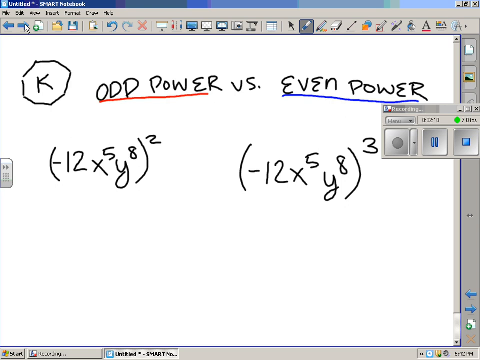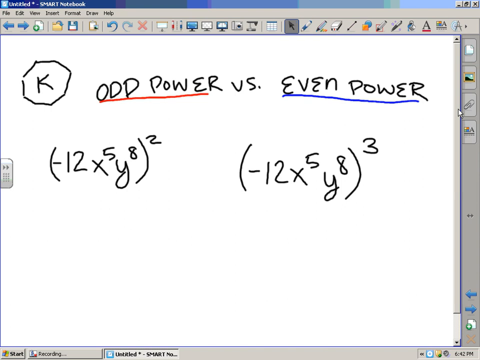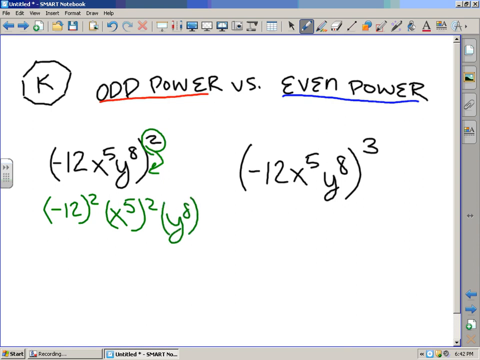All right, 2 more examples. On the left side, we have an even power. So we take that even power to every single piece, because the 2 goes to the entire set of parentheses. So we have -12 squared, x to the 5th squared, and y to the 8th is also squared. We get a positive 144, because we have an even exponent. Power to a power you multiply. Again, power to a power you multiply, and we get y to the 16th.